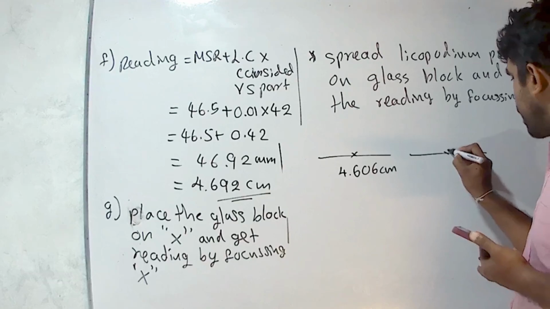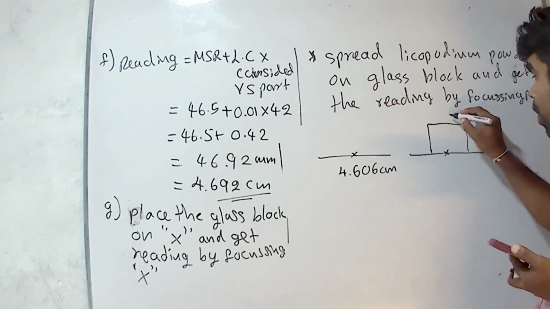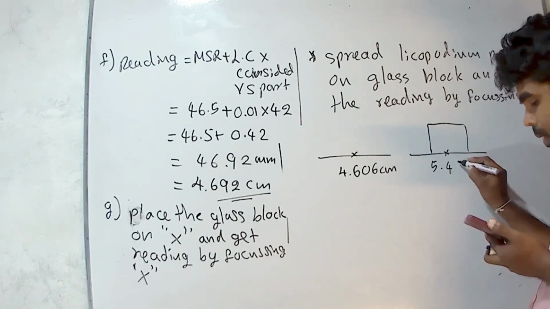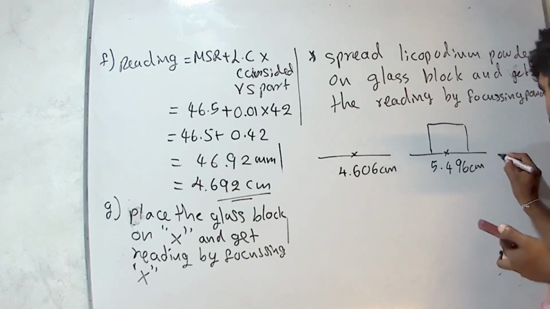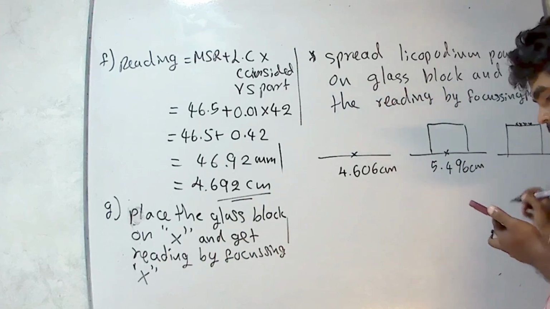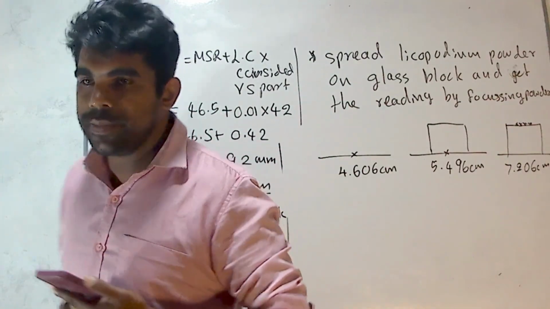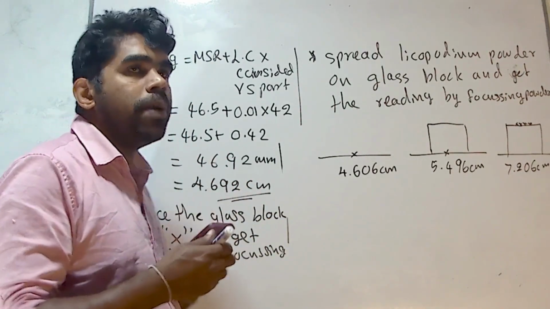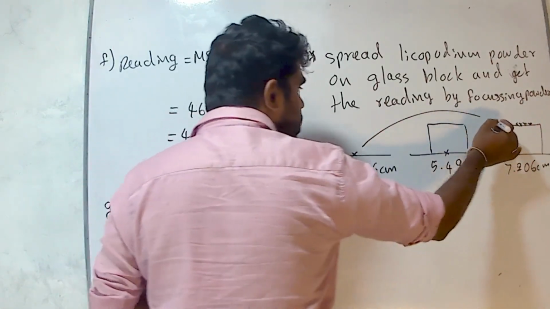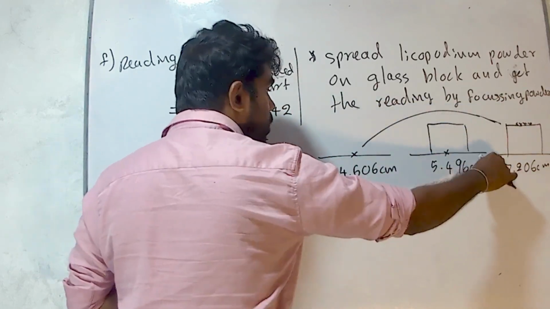As the second step, we have placed the glass block on the point X and we have focused this point again, and the reading corresponding to the focus is 5.496 centimeters. As the final step, we have spread lycopodium powder on the glass block. We have focused it. The reading is 7.206 centimeters. We know that refractive index is equal to the ratio between real depth and apparent depth. We can get the difference between these two readings to obtain the real depth. The height difference between this point and this point is the real depth.